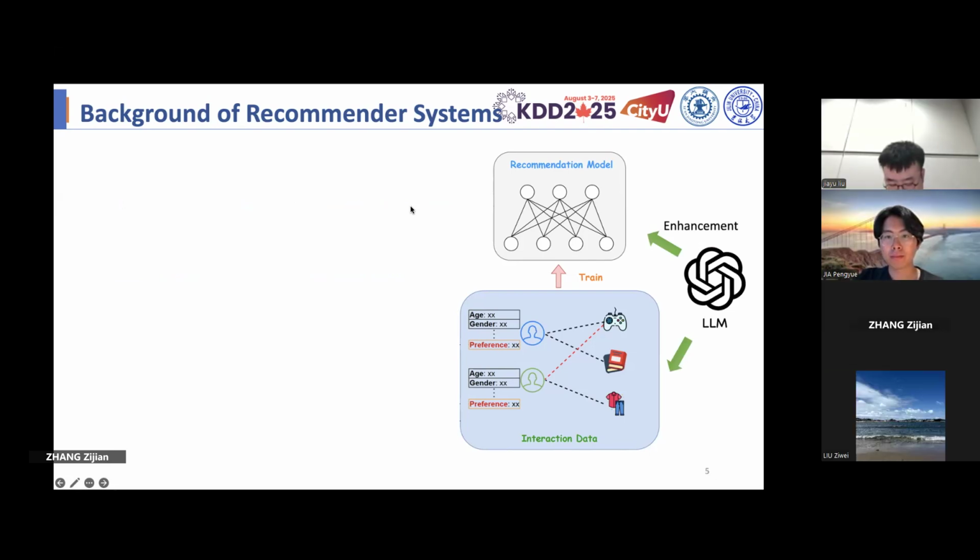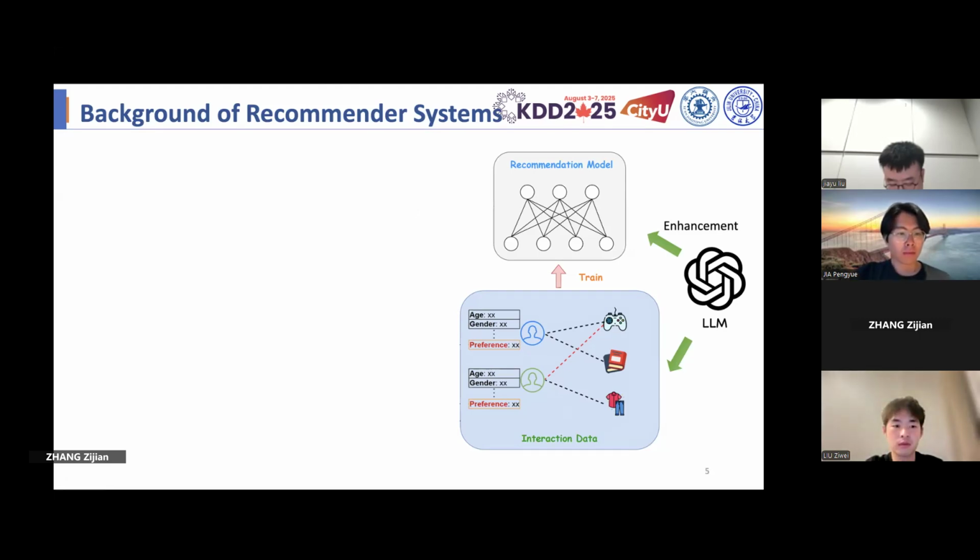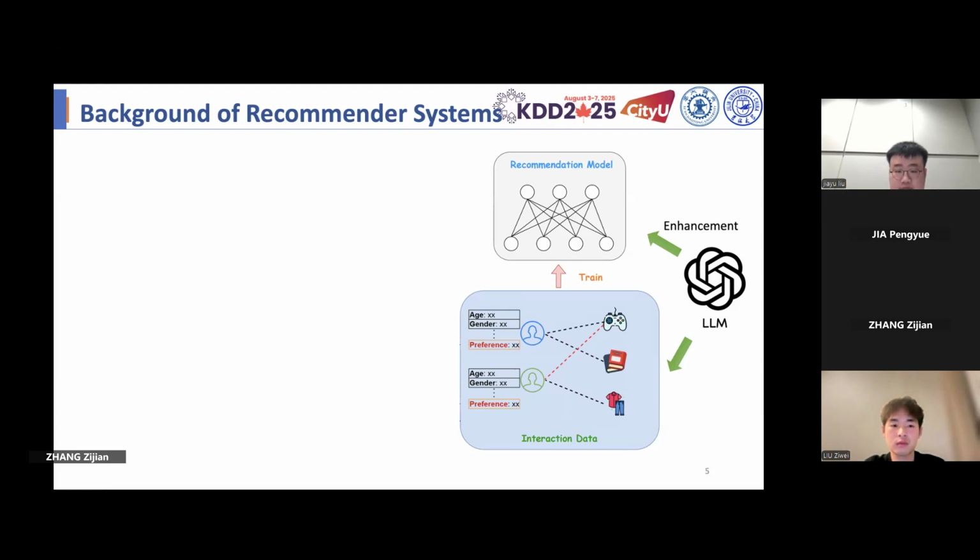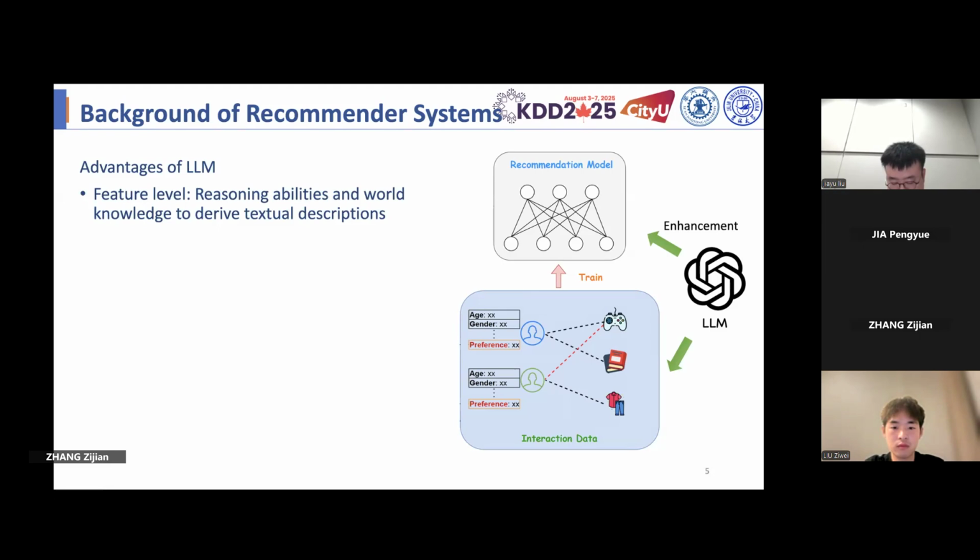Now, let's turn our attention to how large language models offer solutions to these challenges. The fundamental strength of LLM is the superior reasoning and comprehension abilities. It has extensive word knowledge and can intelligently understand and process natural language. This directly compensates for the shortcomings we just discussed. At the feature level, the LLM utilizes reasoning abilities and word knowledge to derive textual descriptions for users or items. These descriptions serve as extra features to supplement reasoning and understanding knowledge.